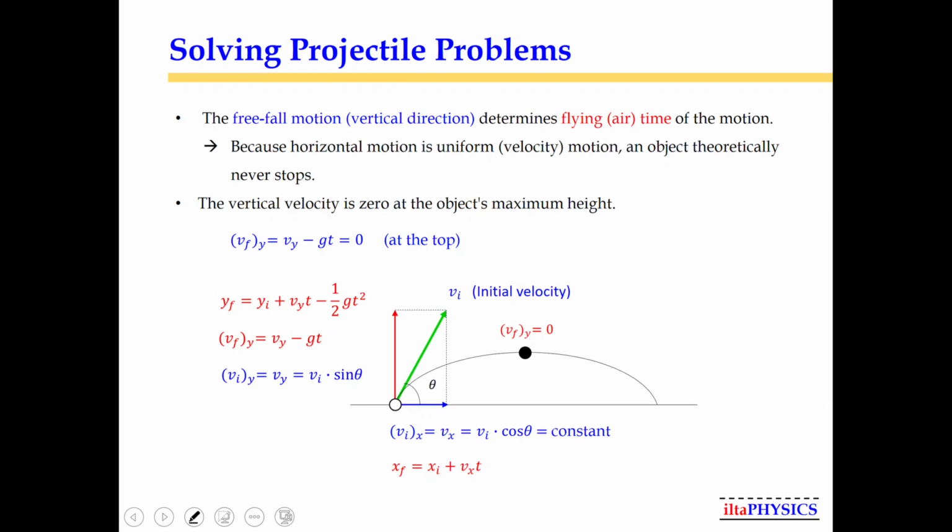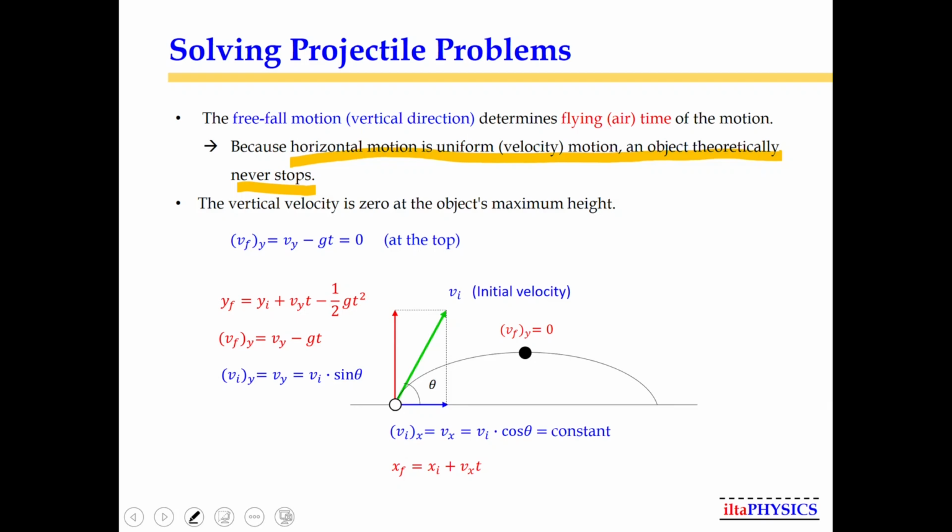Finally, let's summarize some useful tips that can be very helpful when solving test problems involving projectile motion. First, the time a projectile spends in the air is determined entirely by the motion along the y-axis, which is uniformly accelerated motion, specifically free fall motion. This is because the motion in the horizontal, or x direction, is constant velocity motion.